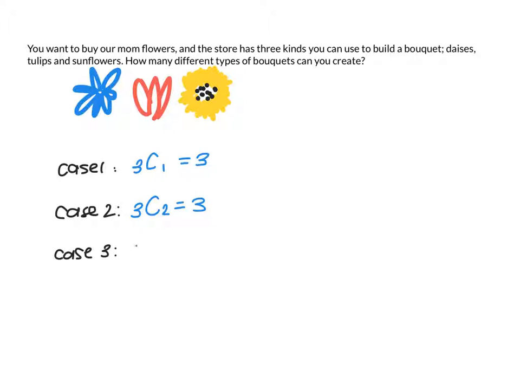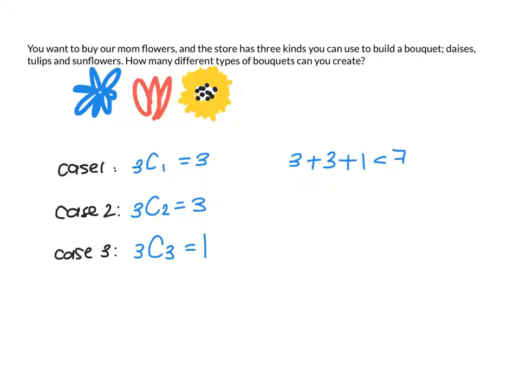And then the last case is 3 flowers choosing all 3 flowers, so they're all included in the bouquet, and that's actually 1 because there's only 1 way you can pick all of the items. Okay, so whenever we have different cases like this, we're going to add them together. So that's 3 plus 3 plus 1 equals 7.